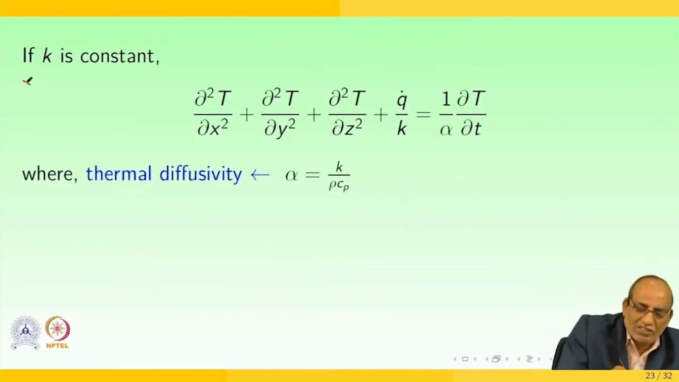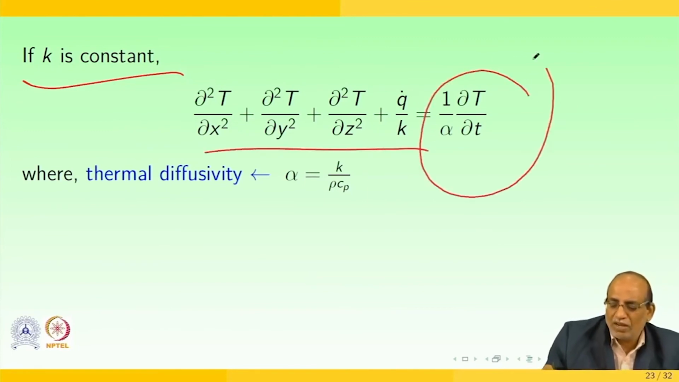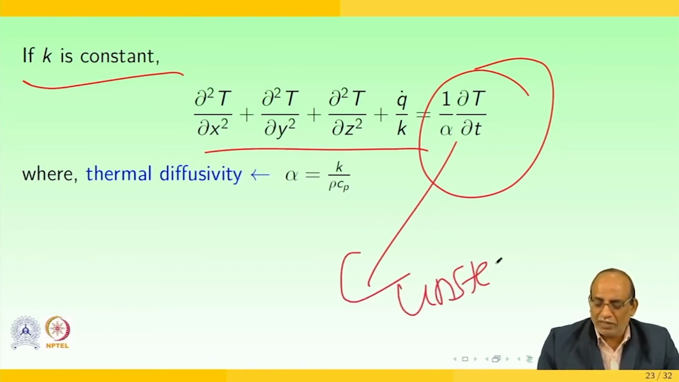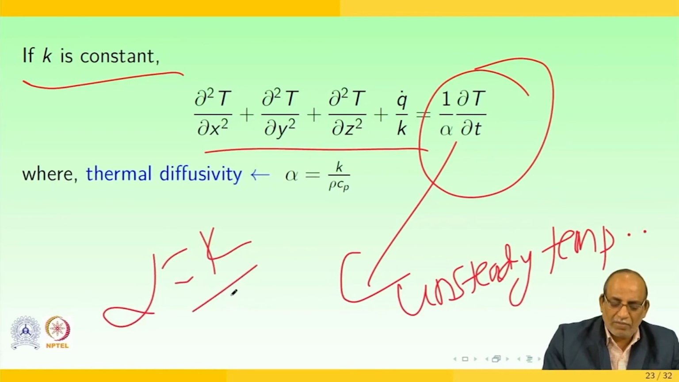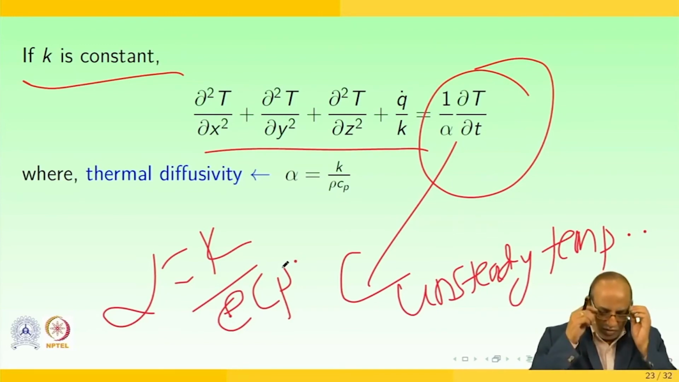When K is a constant, we have q dot by K is equal to 1 by alpha into dou T by dou t. So this is the temperature distribution with respect to time, which we call unsteady temperature, where alpha is equal to K by rho Cp. So that is the thermal diffusion constant, which we call the thermal diffusivity, alpha.